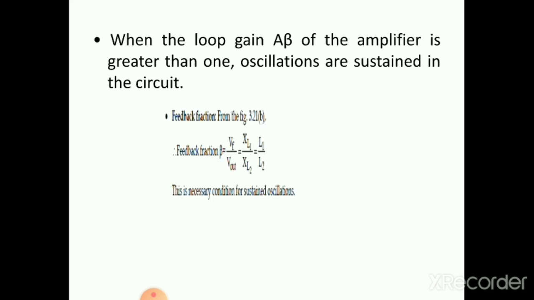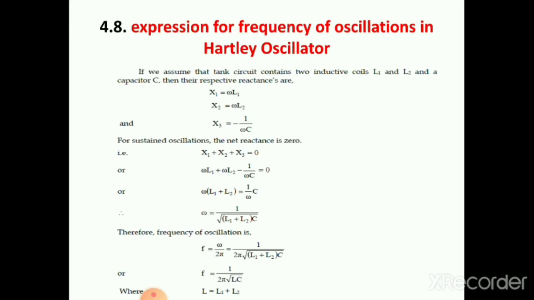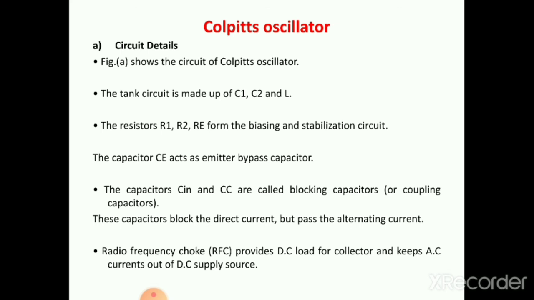And the gain must be such that A beta is greater than 1, where the feedback fraction beta is equal to Vf by V output, which results in XL1 by XL2, and finally L1 by L2. This is the necessary condition. The frequency of operation can be derived from the tank circuit. X1 is equal to omega L1, X2 is equal to omega L2 and X3 is equal to minus 1 by omega C. For sustained oscillation the net reactance is 0, that is X1 plus X2 plus X3 is equal to 0. So finally we get f is equal to 1 by 2 pi root LC.